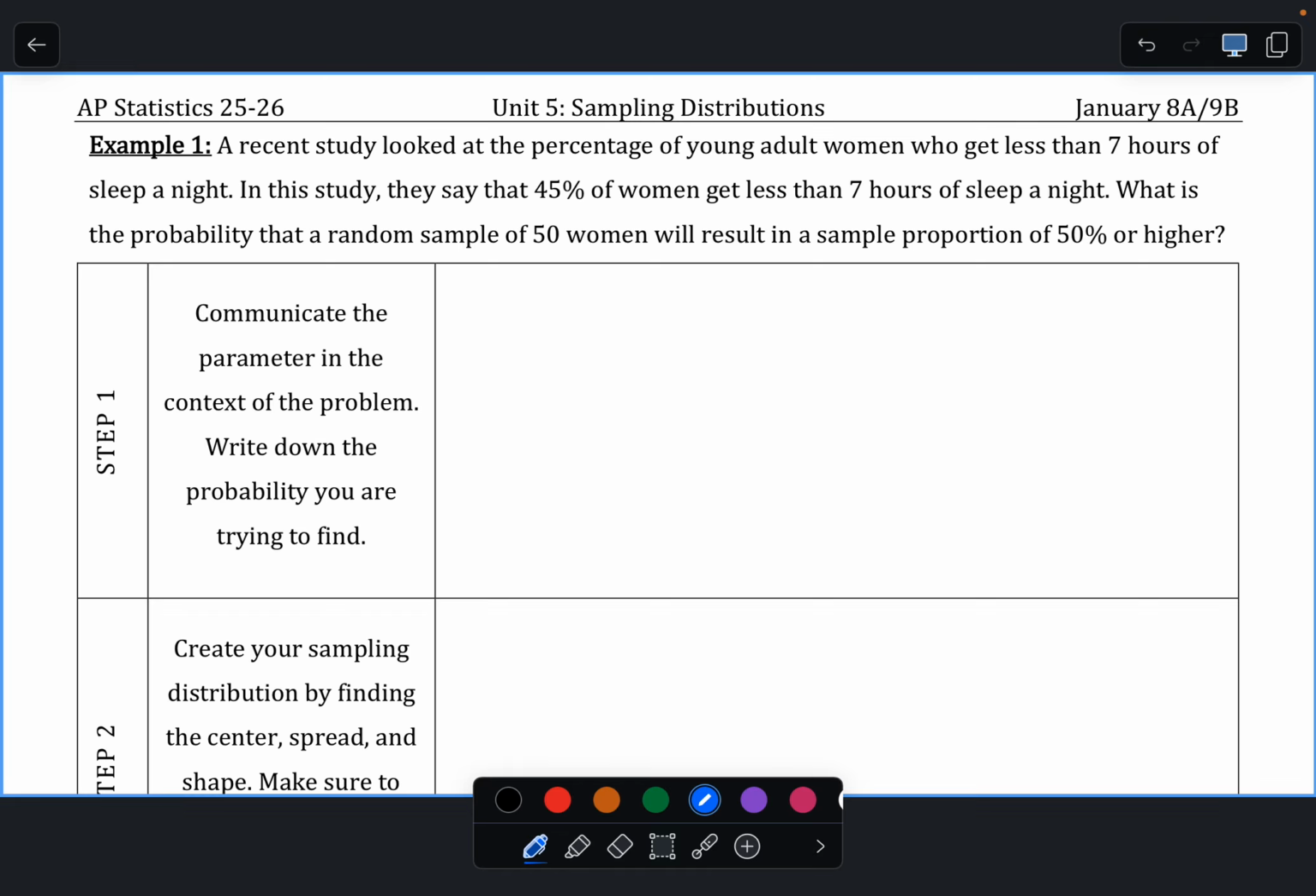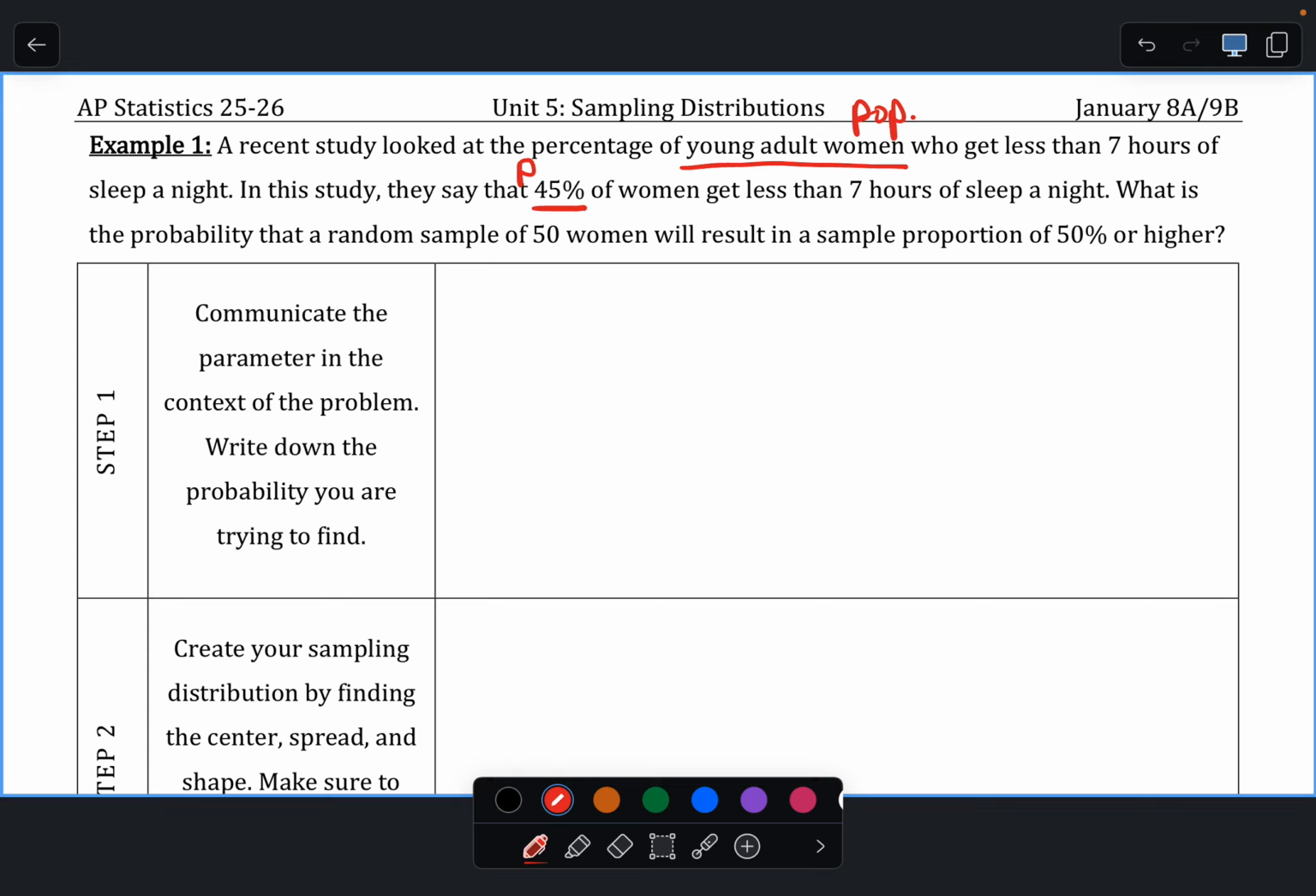Now, I kind of did one problem with prompts, showing you step by step what has to be on your paper. And then the second problem is going to be what you would be seeing on a test or on the AP exam. So first thing, let's pull some information from the question. A recent study looked at the percentage of young adult women. That is going to be my population, who get less than 7 hours of sleep at night. In this study, they say that 45% of women get less than 7 hours of sleep. So this is going to be the population proportion. This is what they think it should be.